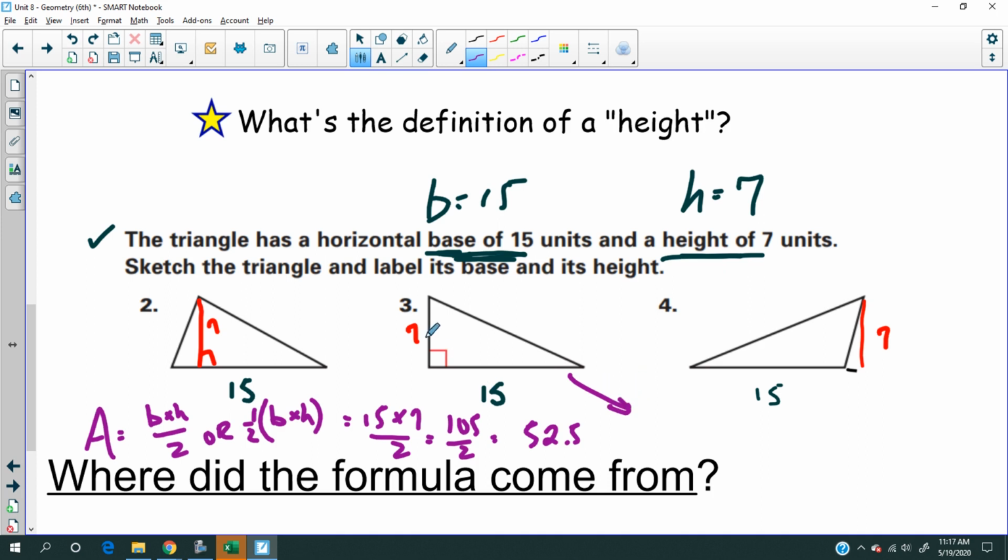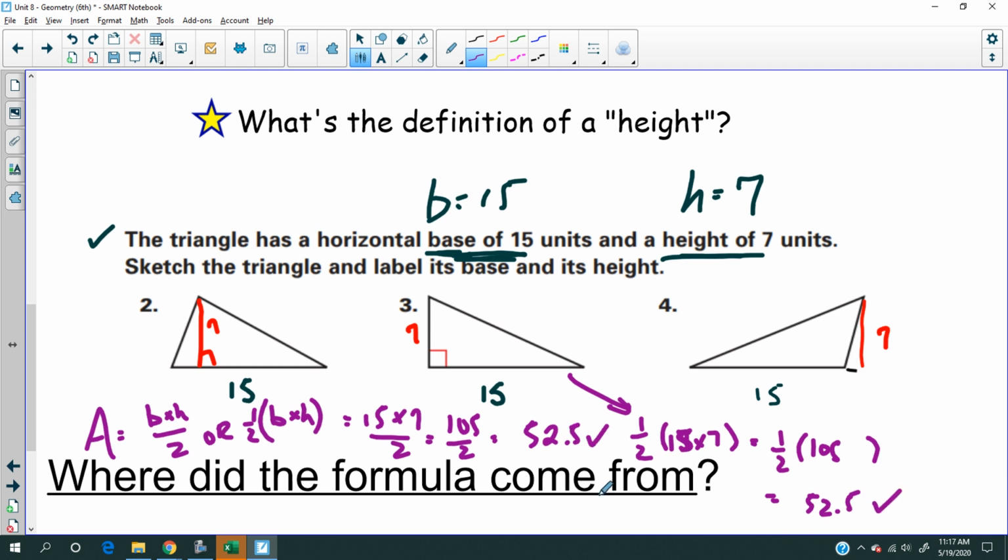Okay. Now, let's do it for this one, and then we'll stop for today. All right. Let's not go any longer. So we'll use the other one. Let's use half of base. Base is 15, actually. 15 times 7. What's half of 15 times 7? 105. What's 1/2 times 105? All right, same answer. 52.5.